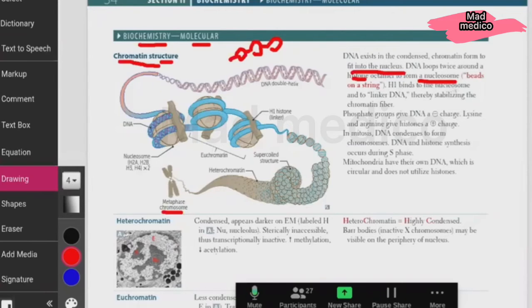H1 binds to the nucleosome and to a linker DNA, and thereby it stabilizes the chromatin fiber. Basically, H1 will bind to one nucleosome and then bind to another portion of the DNA, and it will stabilize the chromatin fiber over here.